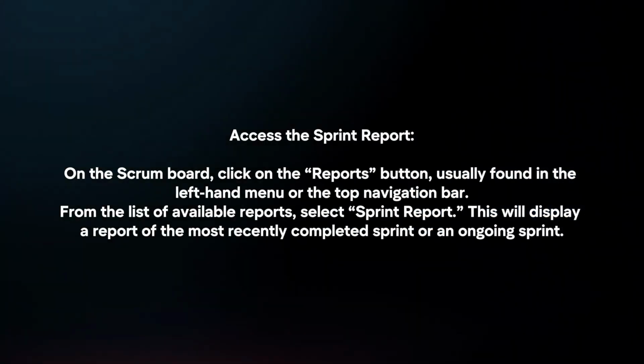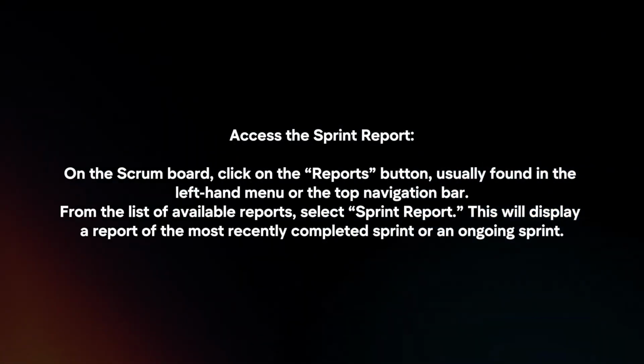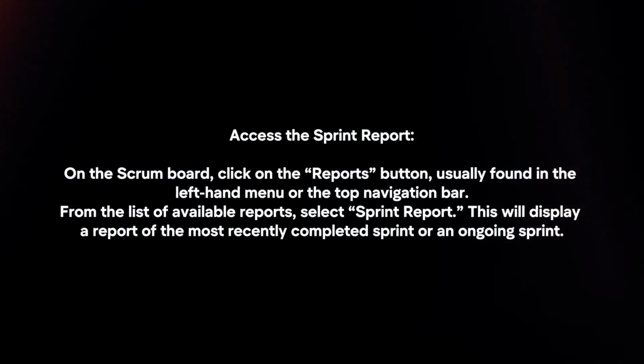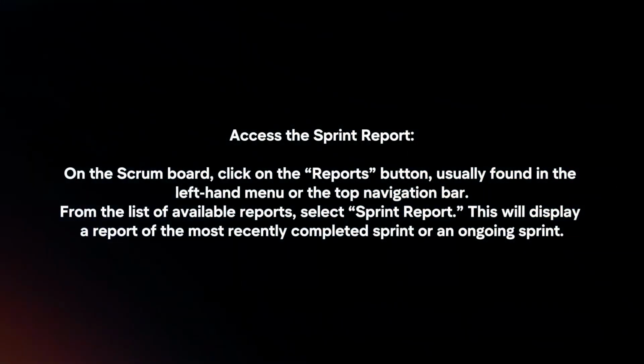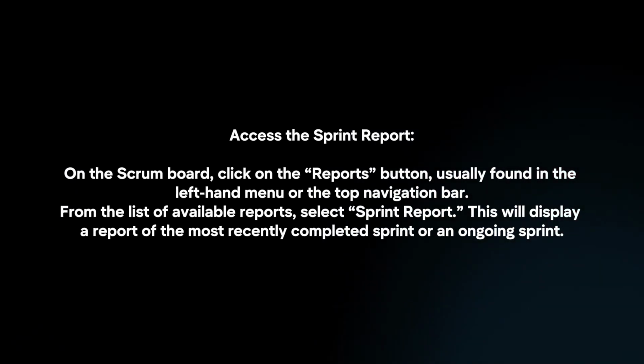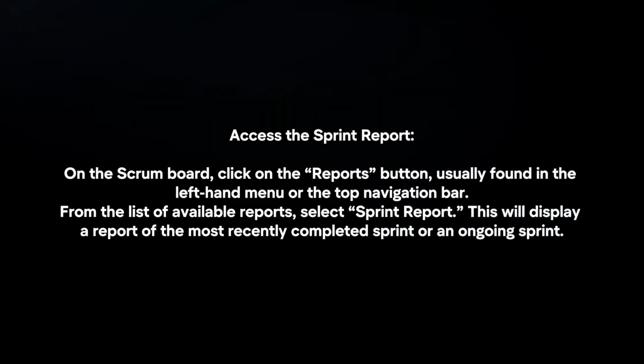Access the sprint report. On the Scrum board, click on the Reports button, usually found in the left-hand menu or the top navigation bar. From the list of available reports, select Sprint Report. This will display a report of the most recently completed sprint or an ongoing sprint.